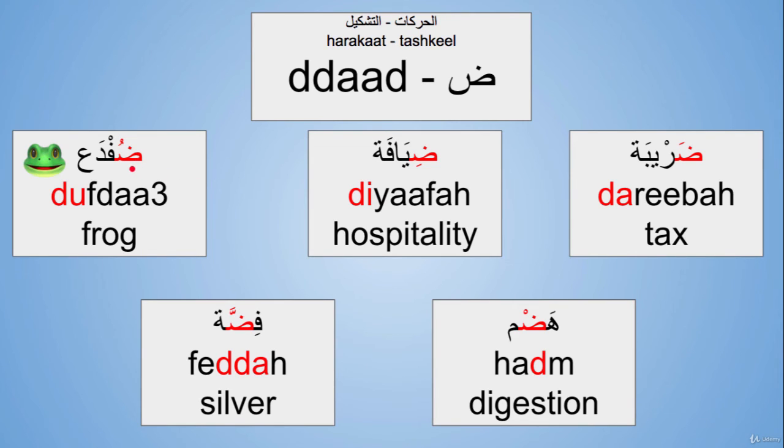And when it has dhamma it becomes ضو, like ضفدع, which means frog. And it can also have sukoon in a word like hadm, which means digestion. It can also have shadda in a word like fidda, which means silver.